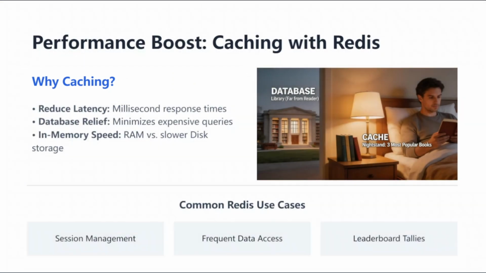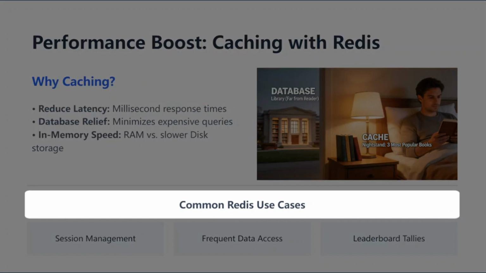While databases are great for persistence, they are often on disk. Redis, however, keeps data in memory, allowing for millisecond response times. By serving these requests from memory, we also significantly reduce the load on our primary database, preventing it from becoming a bottleneck as our traffic grows. Let's look at 3 very common ways we use Redis in modern system design.